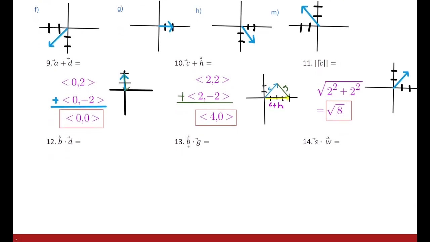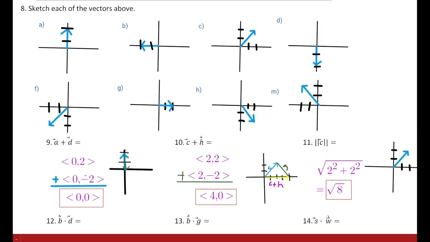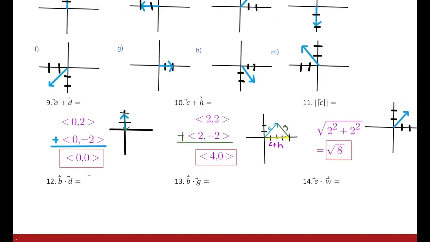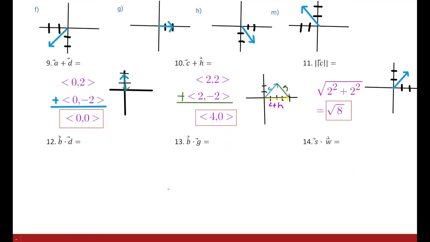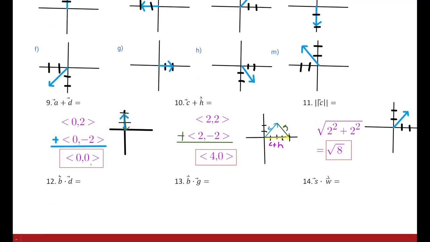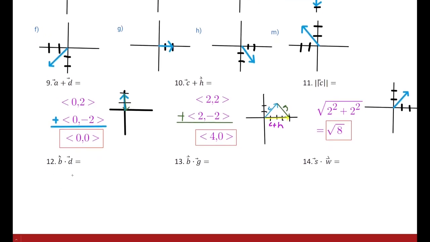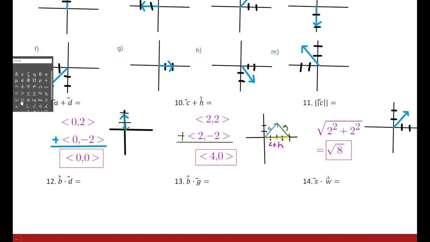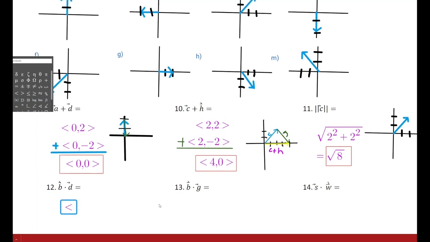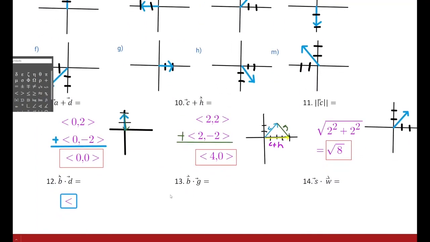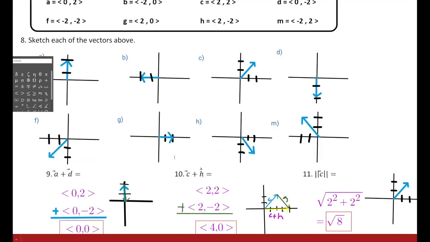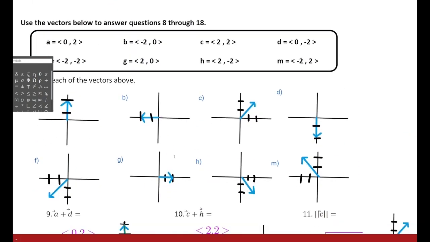So for 12, 13, and 14, we're doing the dot product. And we've talked about what the dot product represents. I'll show you the illustrations and kind of repeat myself as we go through these, just to really hammer that home. For number 12, we've got B dot D. The way we calculate the dot product, if we know what the components are, is we multiply the corresponding components and add those two products together.